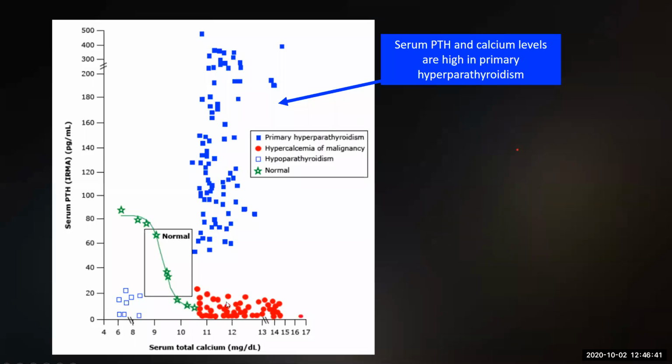This is a cool chart that I saw on UpToDate, but I also found one from another source that shows how the serum levels of your total calcium affect the actual PTH itself.